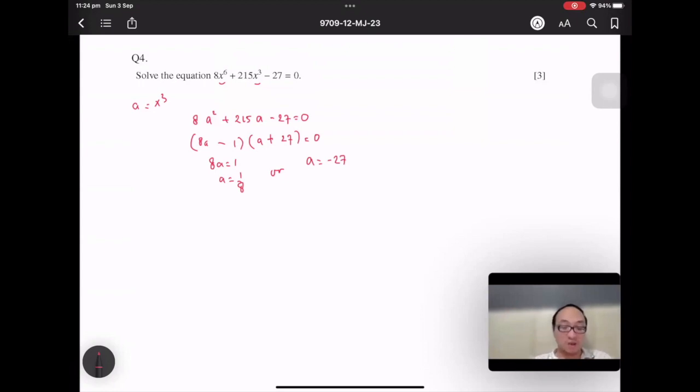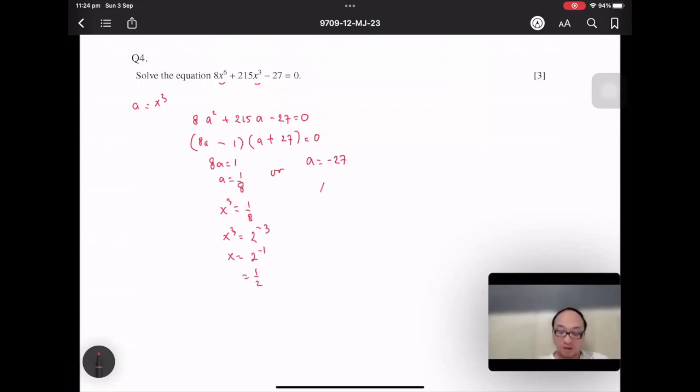And then we return it back to the x cubed. So x cubed equals 1 over 8. So that means x cubed equals 2 to the power of minus 3. So x equals 2 to the power of minus 1. So it's 1 over 2.